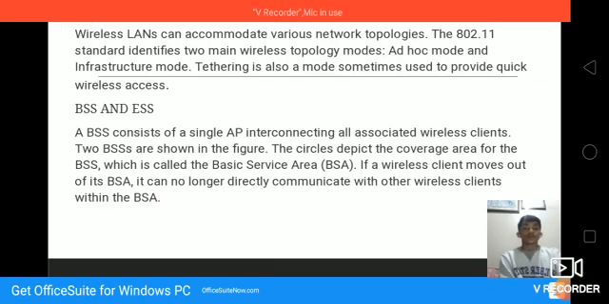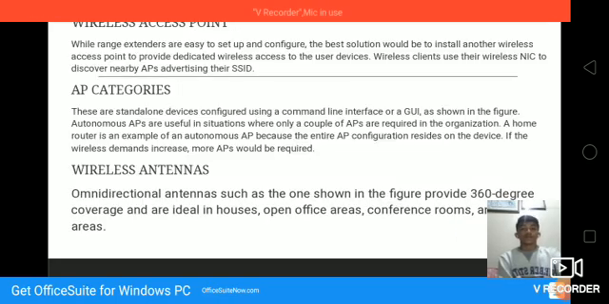Wireless access point. While range extenders are easy to set up and configure, the best solution would be to install another wireless access point to provide dedicated wireless access to the user device. Wireless clients use their wireless NIC to discover nearby APs advertising their SSID.